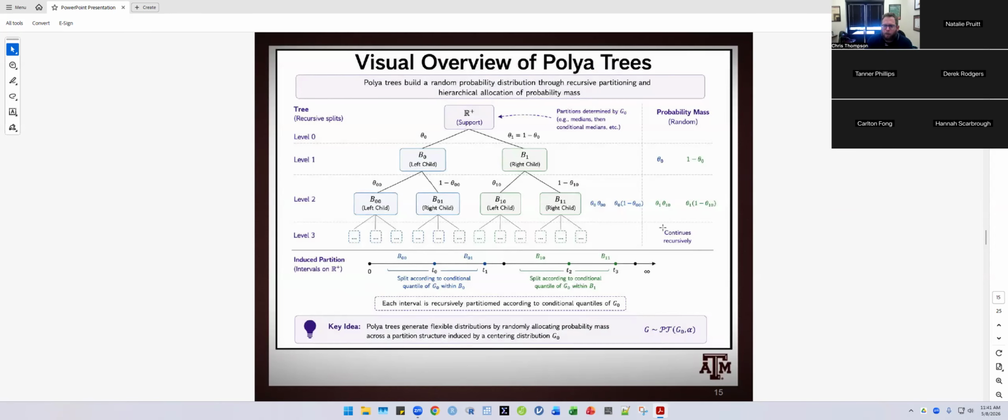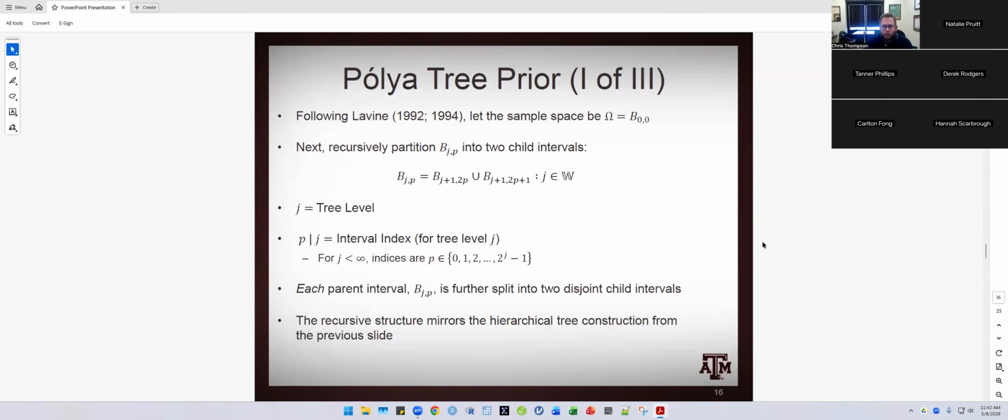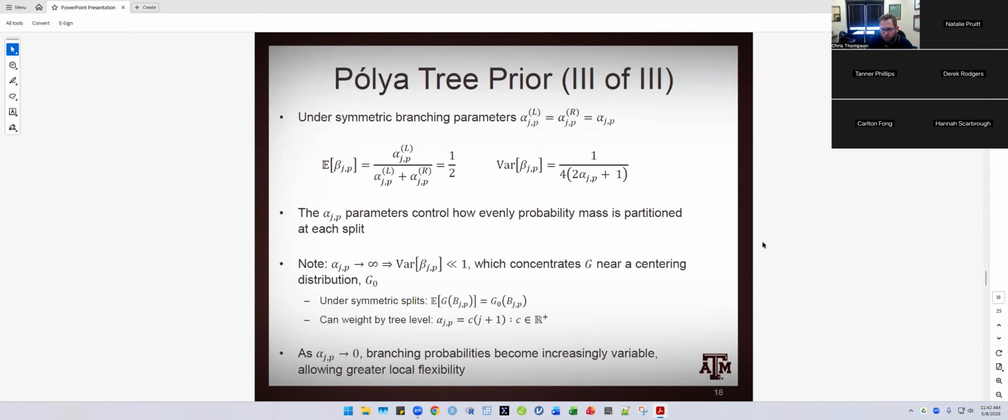Here in this picture, it's showing how the tree is actually formed. You have the support of tau, and then it's partitioned into two groups, and then four, and you keep doing this over and over again. Theoretically, you don't stop, or at least the original papers in the 90s did this infinitely, but in practice, you would have some sort of stopping point. The math of this is in the next few slides, but I'll go through that pretty quickly.